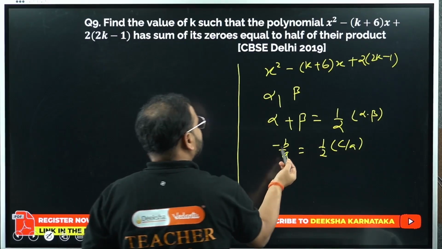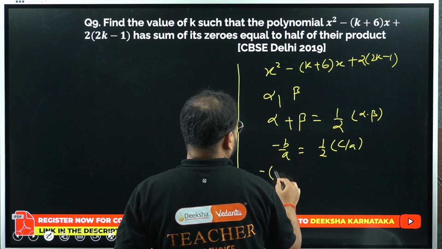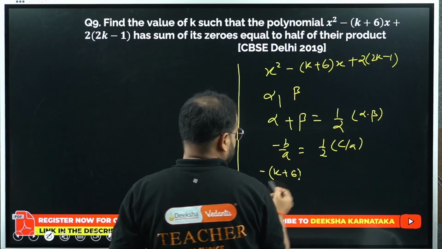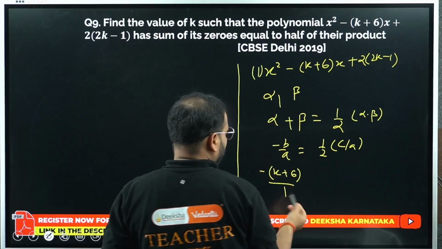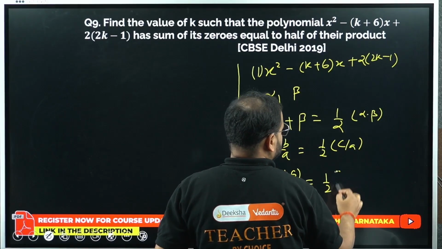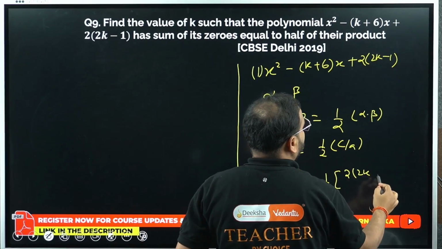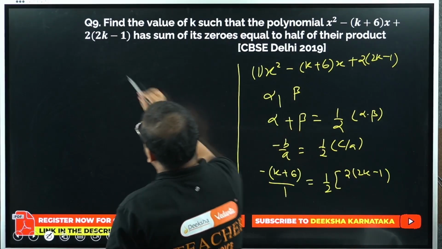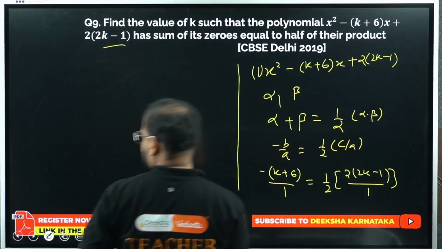Yes. What is going to tell me here? Minus b by a is how much? Minus of this whole thing, so minus of (k plus 6). A is how much? So 1. I don't have to write it, but I've written it anyway. 1 by 2 times of c by a. What is c by a? Sir, again the same thing, 2 times of (2k minus 1), and the whole thing divided by 1. Please check.